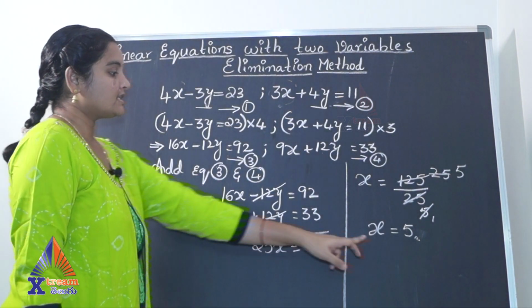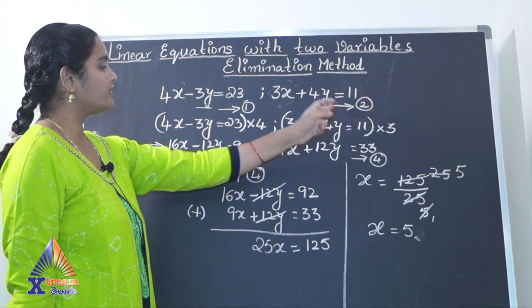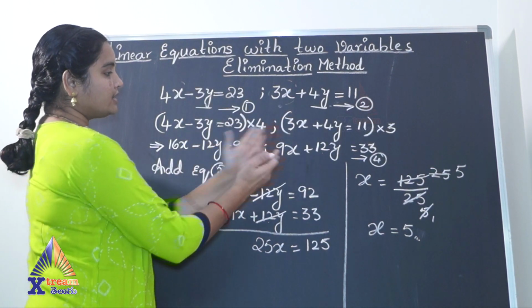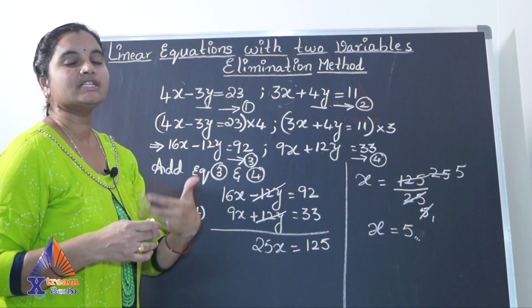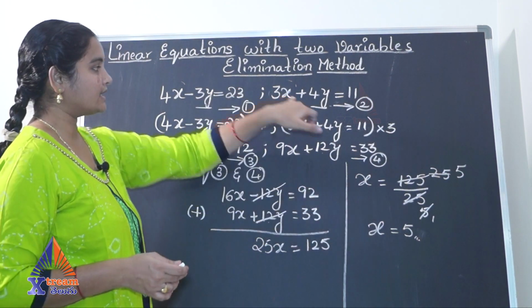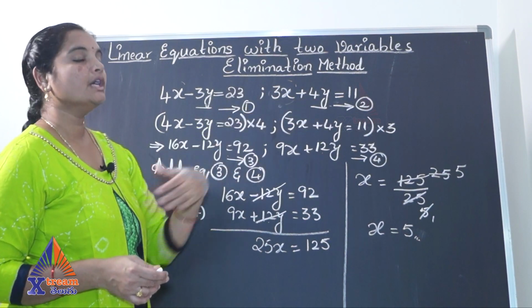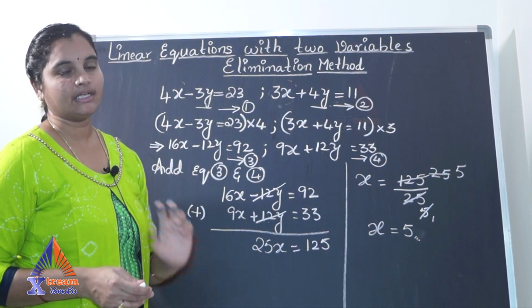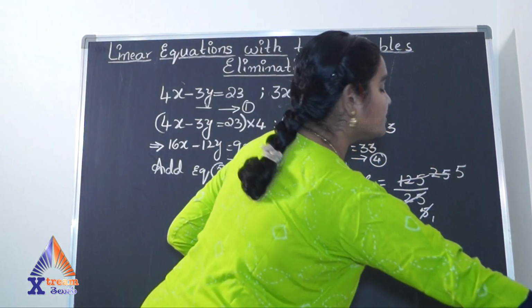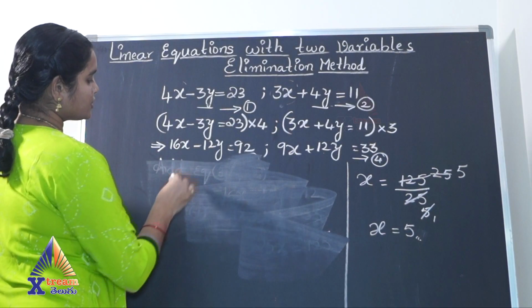Now substitute this x value in any of the equations. So either in equation 1 or equation 2. Don't go for 3 and 4 because it gives you a little more extra calculations. This is the simplified equation. So if you substitute x in either 1 or 2, you will get a little less calculation. That's it. No special reason for that. Okay. So let's substitute this. Let's take equation 1.